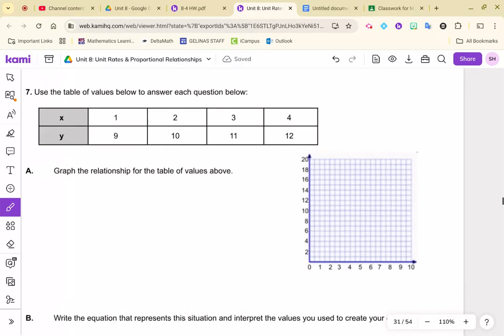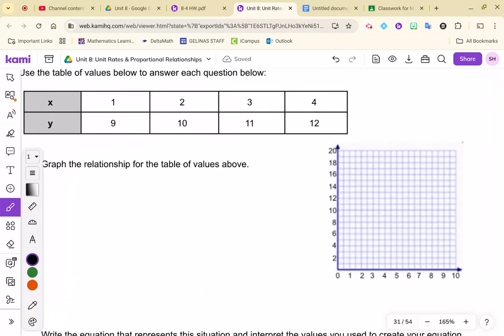So what I'm going to do is take the table of values and very carefully add these as dots to my graph. On the x-axis I'm going to have 1, and on the y-axis I'm going to have 9, so I'll put a dot there. And then for 2 I have 10. And then for 3 I have 11, so I'll go to 3, 11. And then 4 I have 12, so I'll track up and find where 4, 12 is. And they're all lining up.